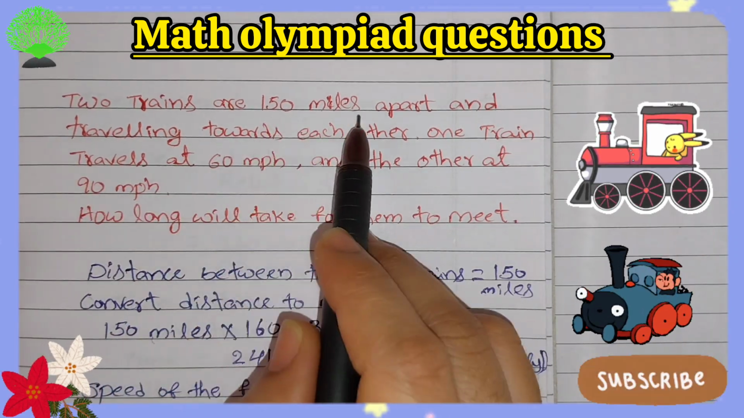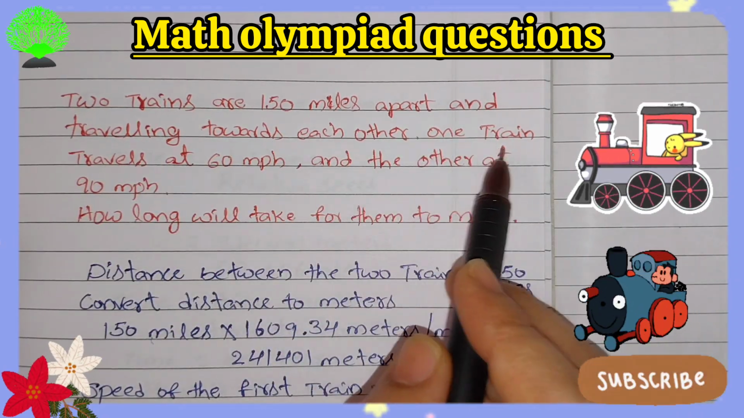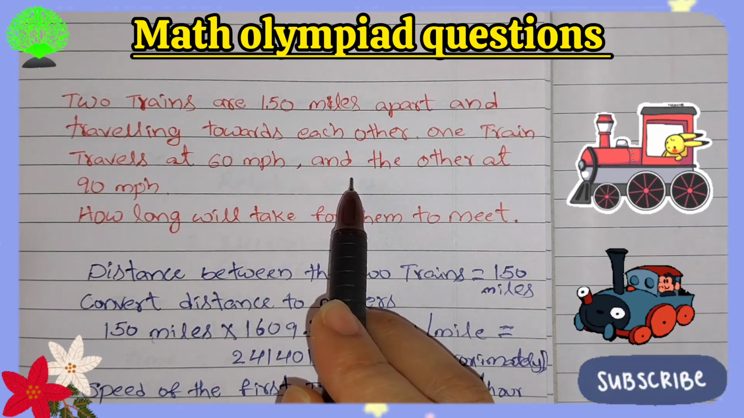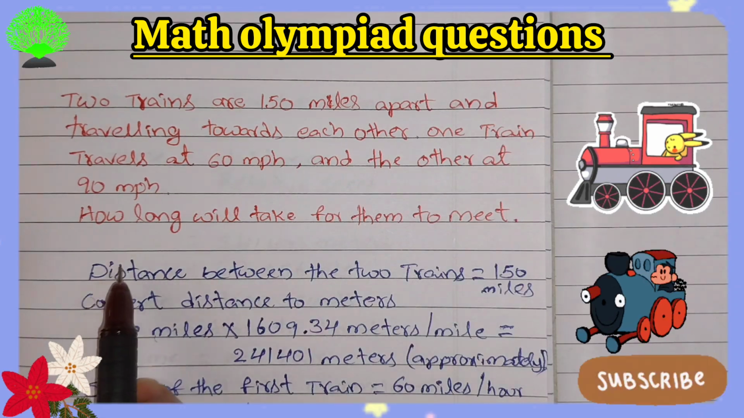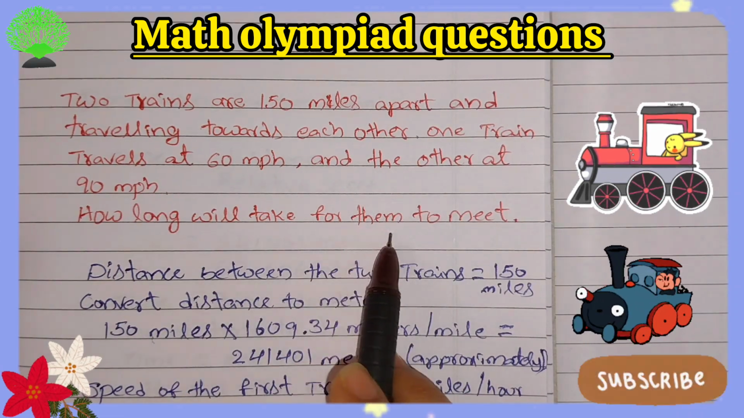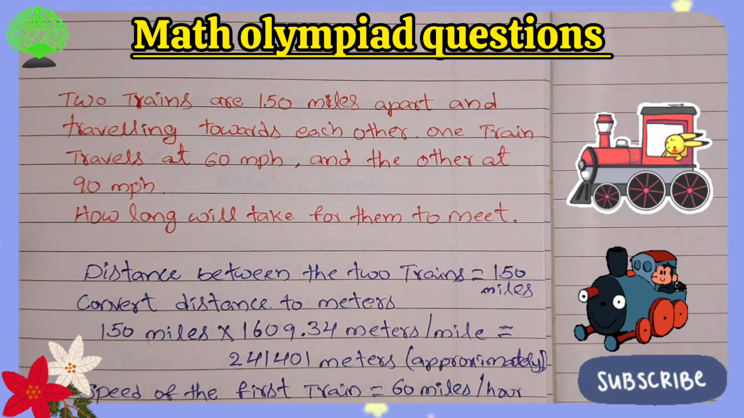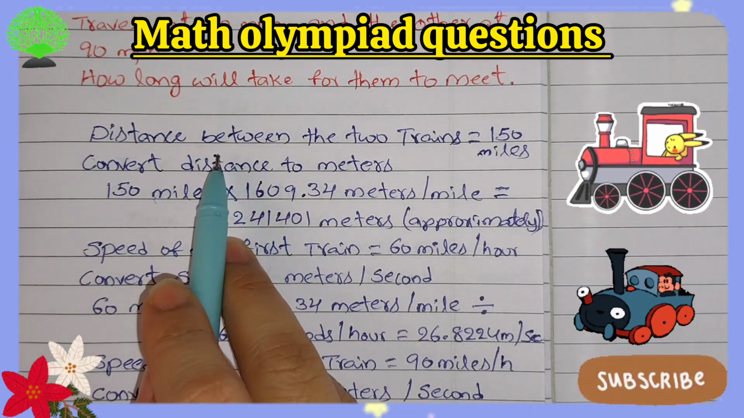The second question is, two trains are 150 miles apart and traveling towards each other. One train travels at 60 miles per hour and the other at 90 miles per hour. How long will it take for them to meet? So what we have to find is how long it will take for them to meet. Let's see how to solve this problem.